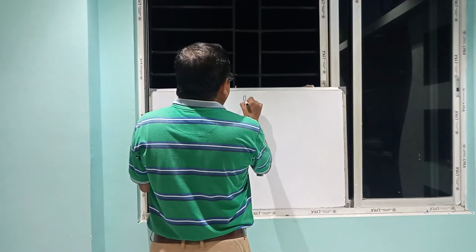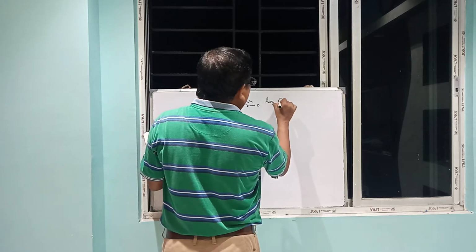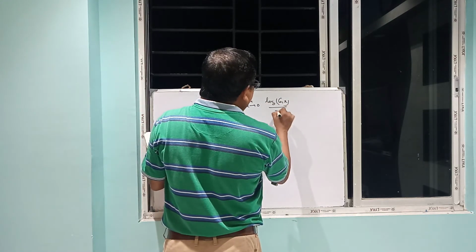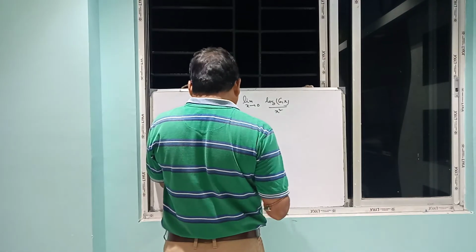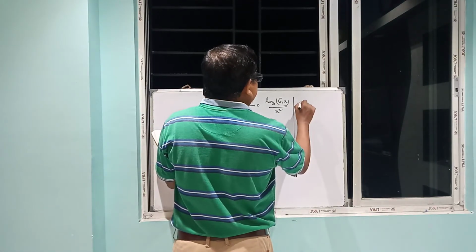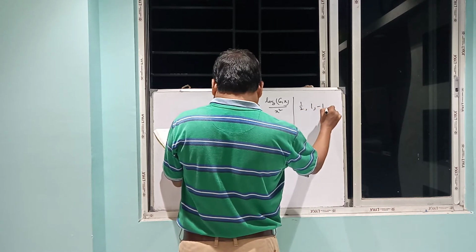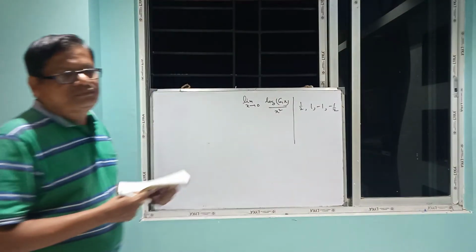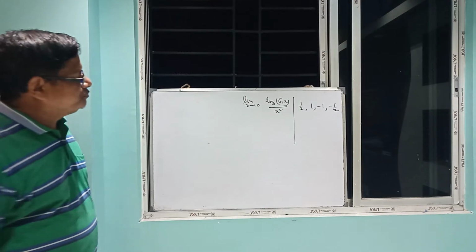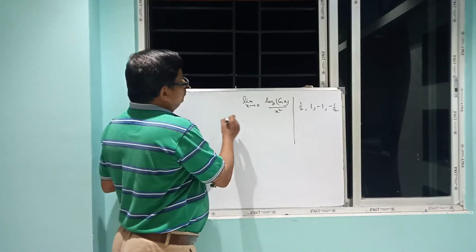So limit x tends to 0 of log cos x by x square, okay, is given as minus half. Okay, how to look? So this is easy, right?